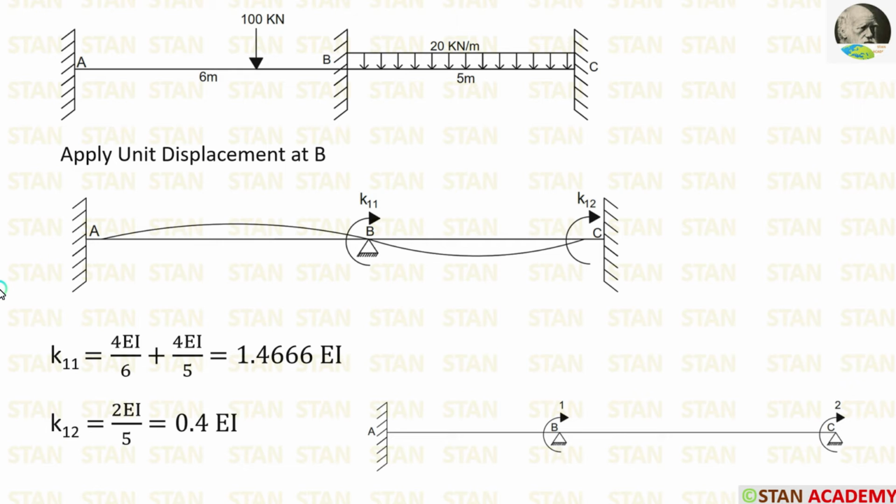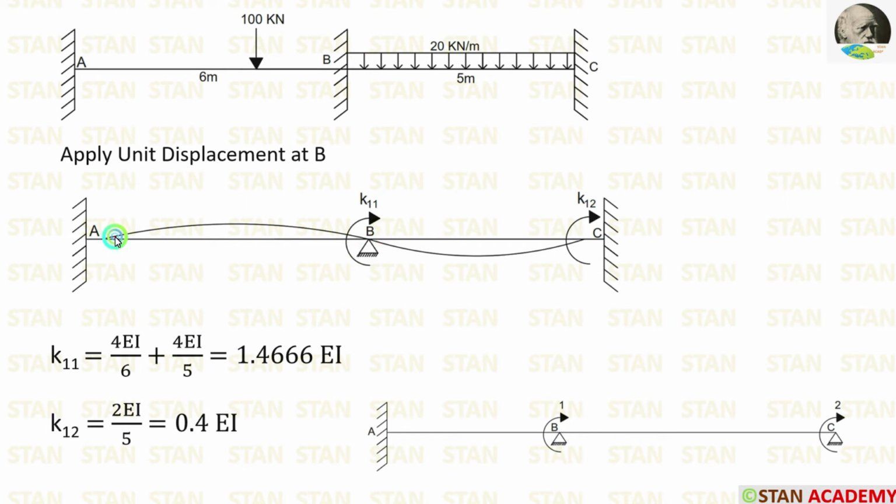Now let us make the first row in the stiffness matrix. For that, we have to apply the unit displacement in the first coordinate, that is the point B. In the point B, we are having a fixed support, but when we apply the unit displacement, it is no longer a fixed support, it becomes a hinged support, because in the fixed support there will be no slope.